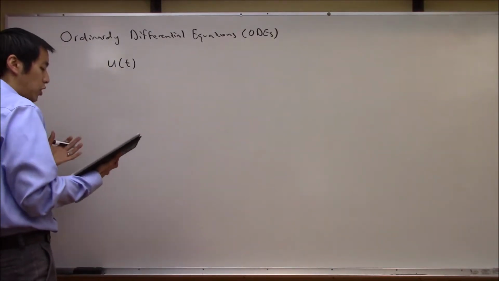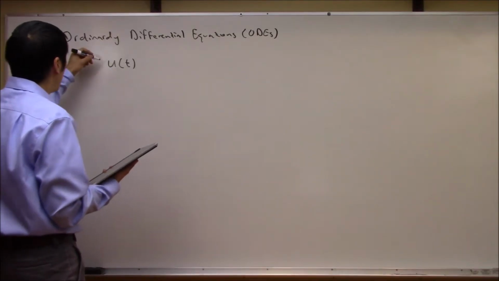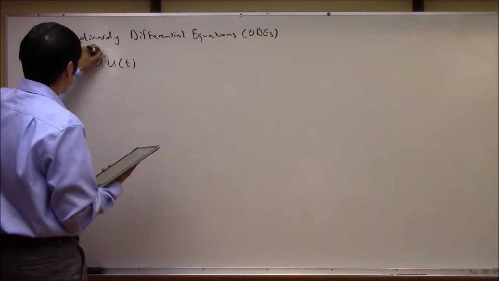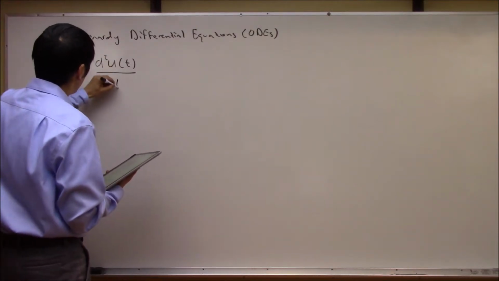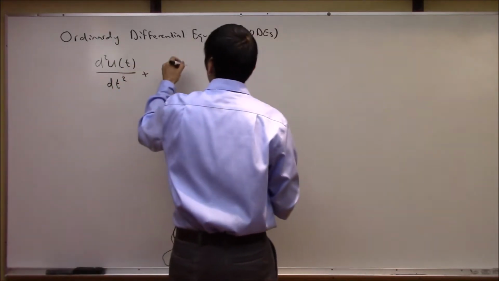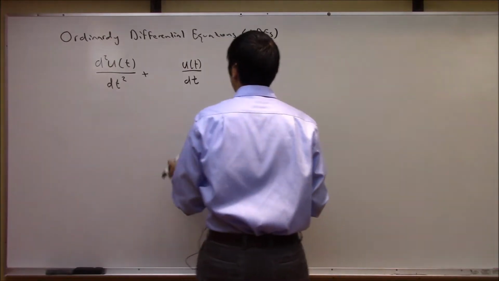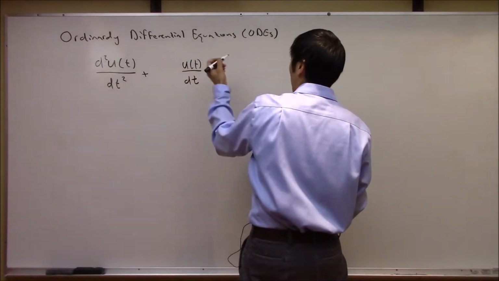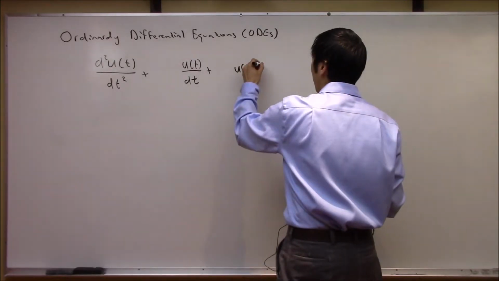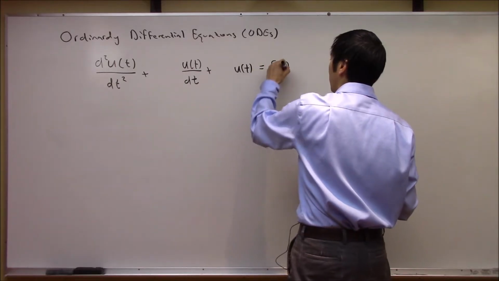And this differential equation that describes how this function evolves here might involve derivatives of this function. So in other words, you might have something like the second derivative of this function with respect to the independent variable t in this case. And then maybe that's added to the first derivative of that function with respect to time, plus maybe the function itself here, u of t here. And this might even equal some external forcing function, let's call it maybe f of t here.